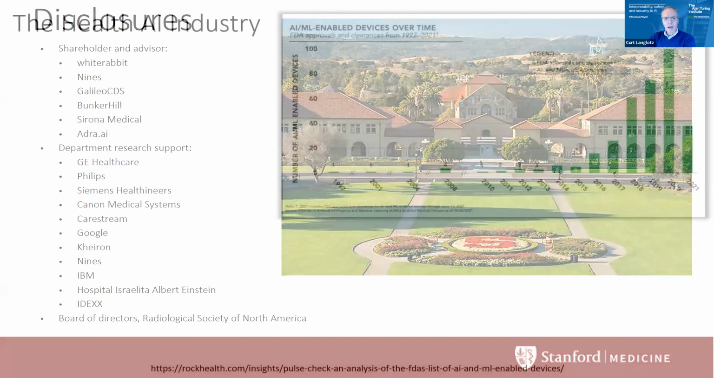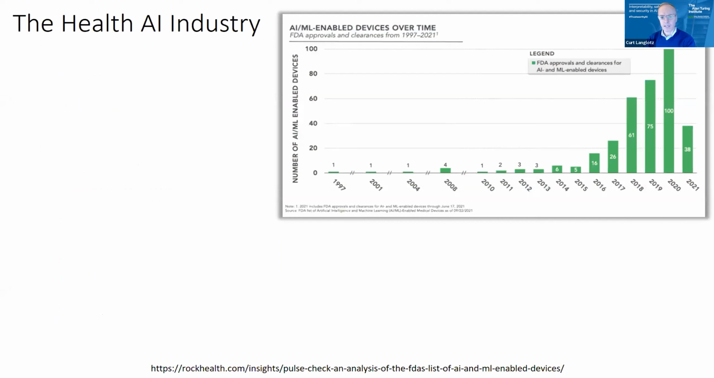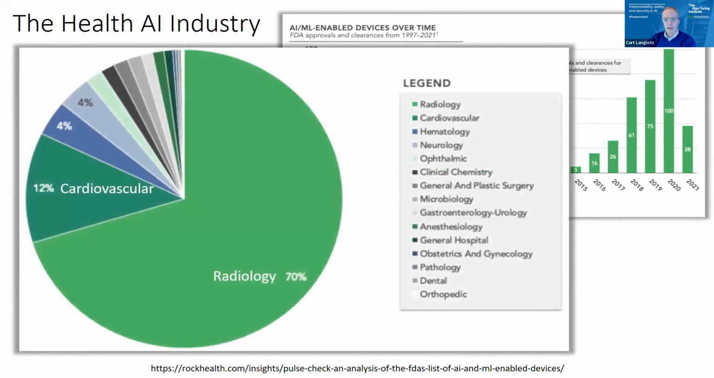So just to start, why are we focusing on radiology as an example? This is the health AI industry in the US. These are the approvals, the clearances by the Food and Drug Administration here in the US of AI and machine learning enabled devices over time. And you can see it's really ballooned over the last several years, many of these technologies. And if you break these down by application, the vast majority of them are radiology. And even beyond that, the vast majority are imaging. So this is really a large industry.